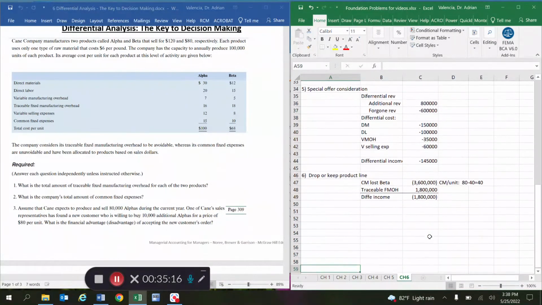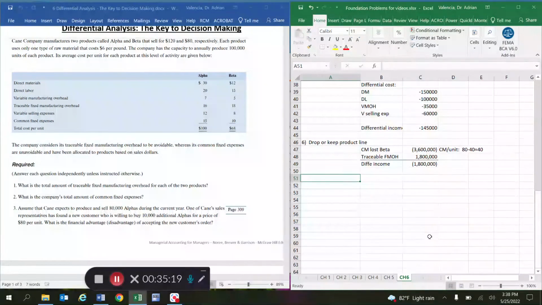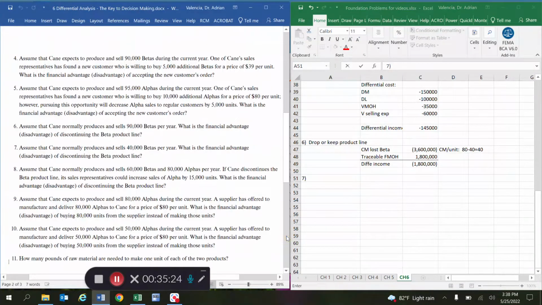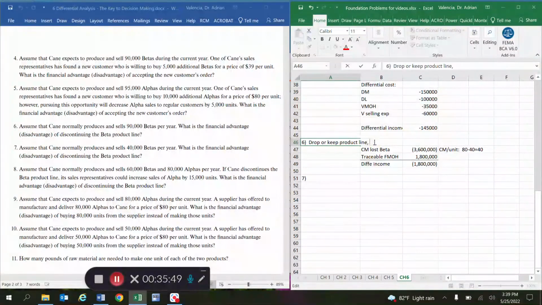So let's go ahead and look at number 7. All right, under number 7, we're being asked another product line one, okay? So assume that K normally produces and sells 40,000 betas. What is the financial advantage or disadvantage of discontinuing the beta product line? Okay, so notice what they're trying to do here. They're saying at 90,000, the one we just did, with 90K betas, okay? And now let's contrast that with 40K betas.